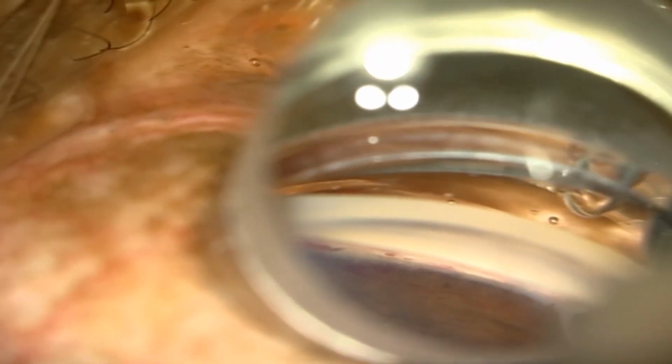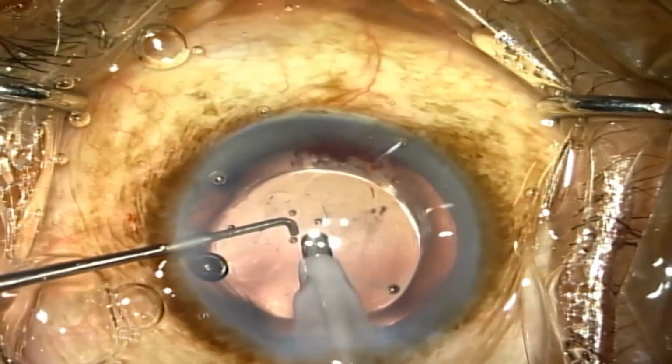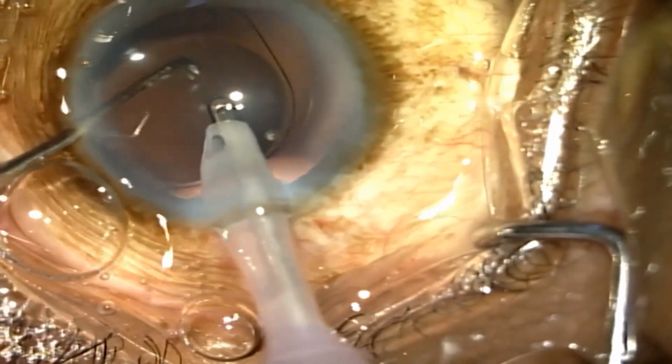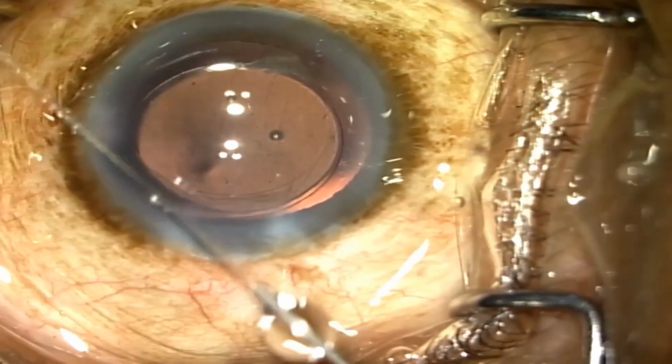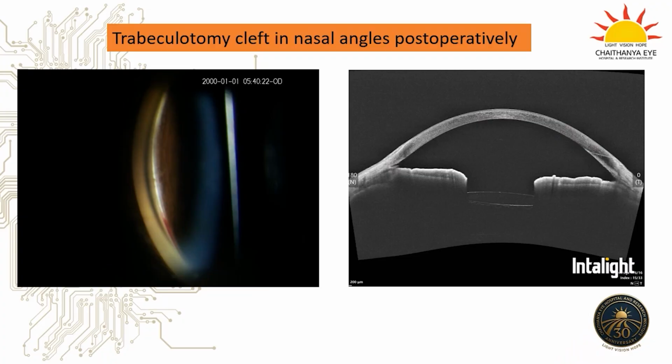Here we can appreciate a white strip which represents the back wall of Schlemm's canal. Then the anterior chamber is washed and the wound is hydrated. This is the 1 month post-op gonio photo on the left, showing the trabeculotomy cleft, and the corresponding ASOCT on the right.